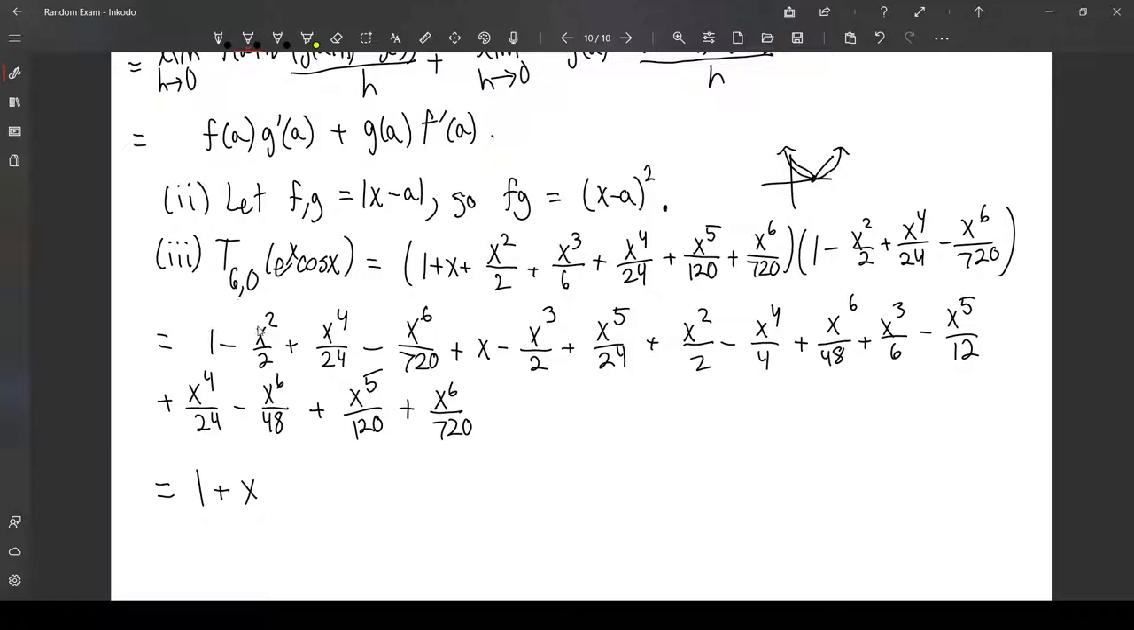Okay, so now we have some x squared terms. We have minus x squared over 2 and plus x squared over 2, and those should be the only x squared terms, so there's no x squared term. Now we have minus x cubed over 2 plus x cubed over 3. So let me scratch these out, and I'm going to scratch out the ones that I've already written as well. Okay, so we have minus x cubed over 2 plus x cubed over 6.